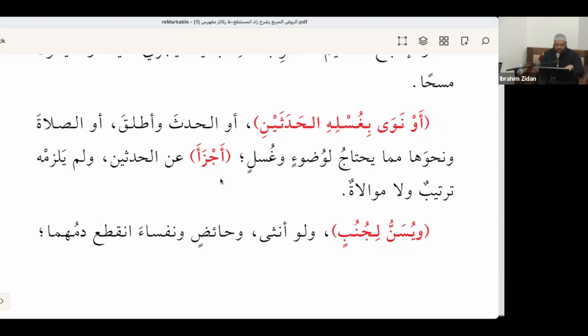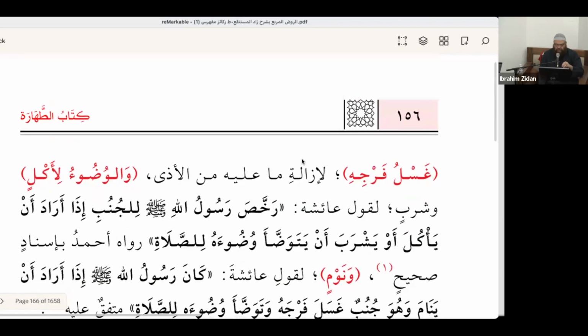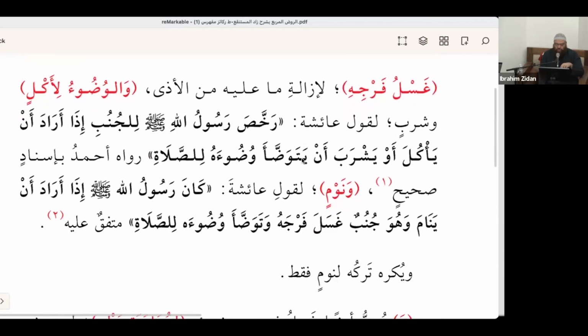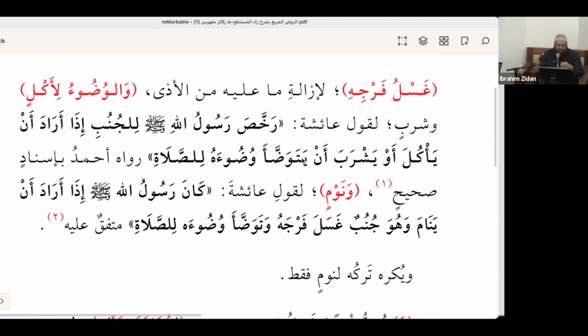غسل فرجه. So he says in the Zad, ويسن لجنب غسل فرجه. It's recommended, it's from the sunnah for the junub to wash his private part. And in the Sharh he says the junub, whether male or female, or the ḥā'iḍ or nufasā' whose blood is finished, to wash their private parts لإزالة ما عليه من الأذى, to remove the impurities or not clean things. And al-adha is different than al-najas. Al-adha is the non-clean things, which is not necessarily najas, because al-mani is tahir.